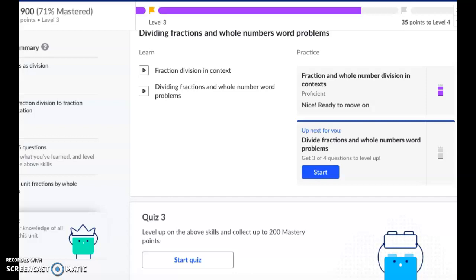Khan Academy, divide fractions, subtopic divide fractions and whole numbers word problems.